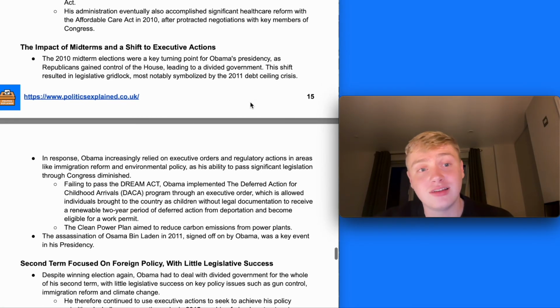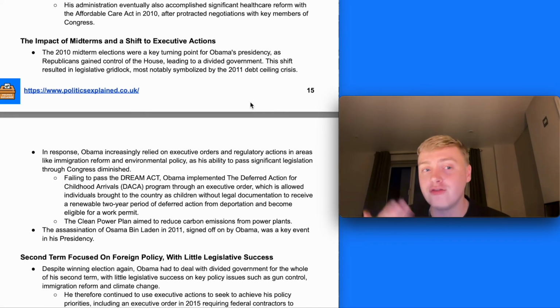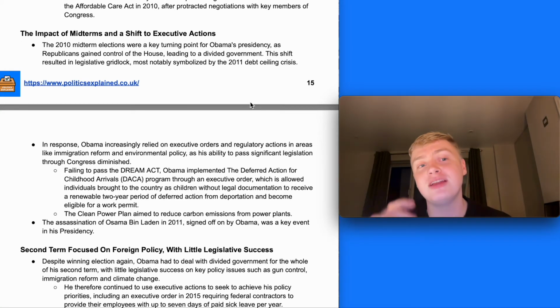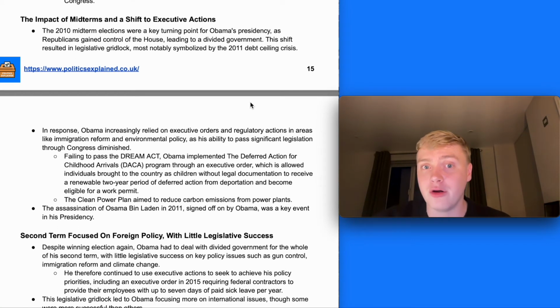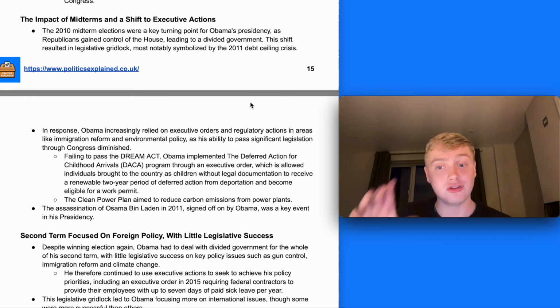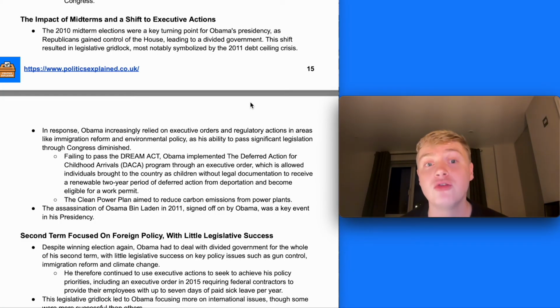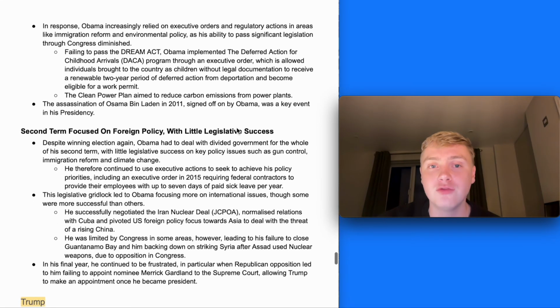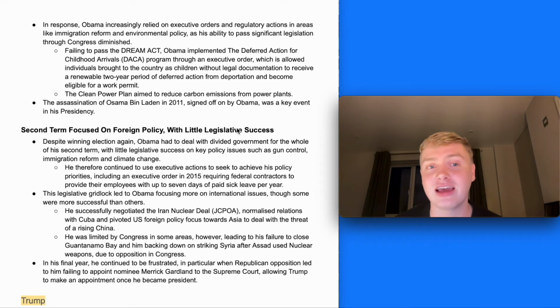Then, after 2010, you saw the impact of midterms and a shift to executive actions. The 2010 midterm elections were a key turning point for Obama's presidency, with Republicans gaining control of the House, which led to a divided government. This shift resulted in legislative gridlock, most notably symbolised by the 2011 debt ceiling crisis. In response, Obama increasingly relied on executive orders and regulatory actions in areas like immigration reform and environmental policy, as his ability to pass legislation through Congress was significantly diminished by a divided government.